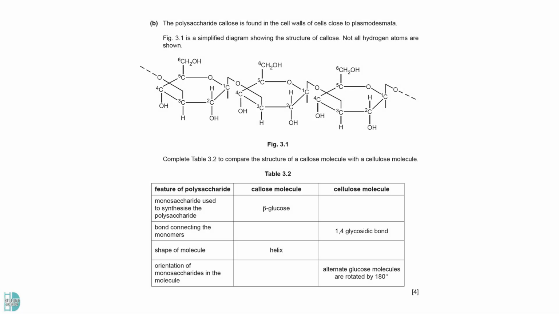In B, we have a diagram of cellulose. You are asked to complete the table to compare cellulose with starch. The monomer in cellulose is beta-glucose. The glycosidic bond joining the cellulose monomers occurs between carbon number 1 and 4. So it is called a 1,4 glycosidic bond.